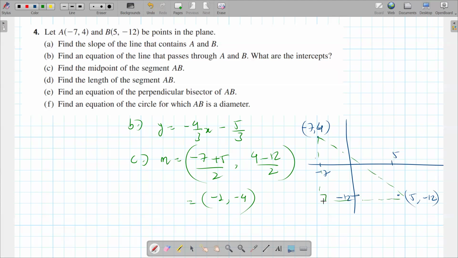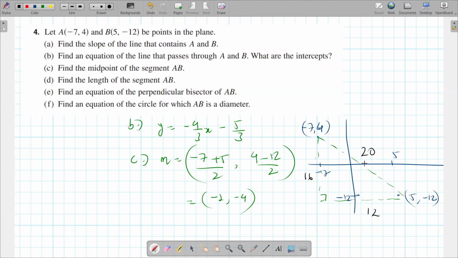What's the distance on the y? It's 16. From -7 to +5, what's the distance in the x? 12. So we have the square root of 16 squared plus 12 squared, which is going to be 20 exactly. So that's the length of the segment AB.